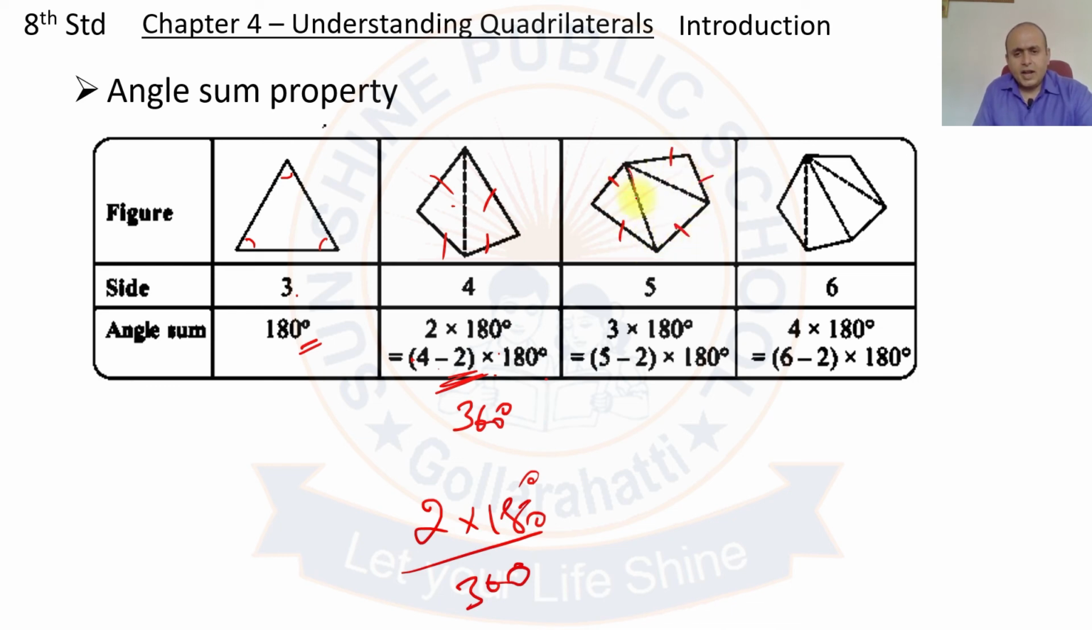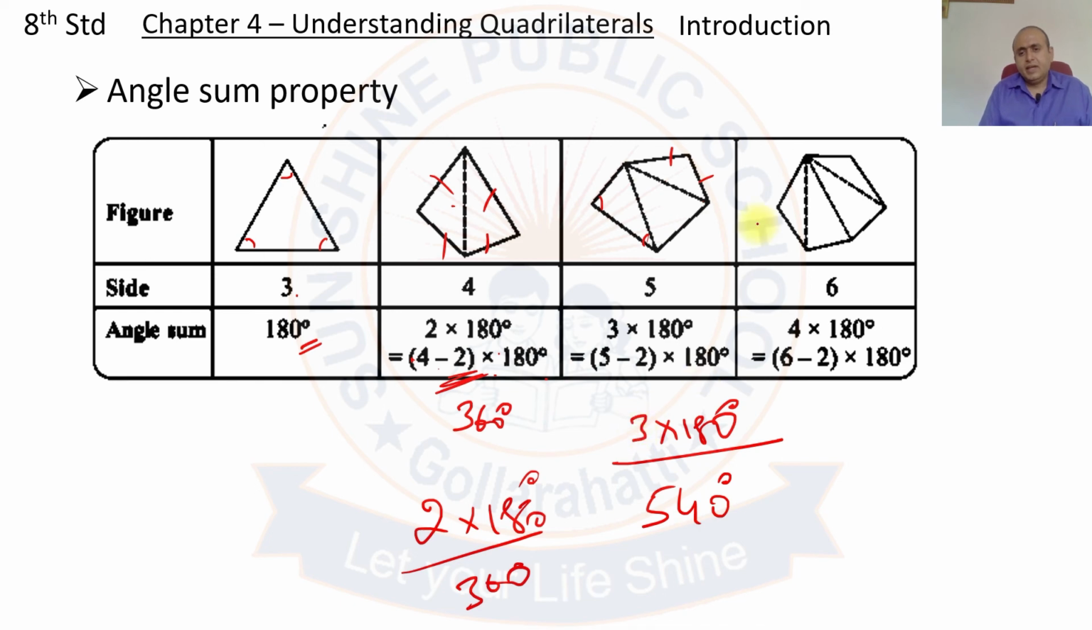And if I draw diagonals between them, I can see 1, 2, 3 triangles. Therefore I can multiply 3 into 180 degrees. In one triangle, the angle sum property is 180 degrees. So when you add all the angles in one triangle, we get 180. In the same way, since there are three triangles, we will add 3 into 180. Therefore the sum of all interior angles of a five-sided figure, that is a pentagon, will be equal to 3 into 180, which is 540 degrees.